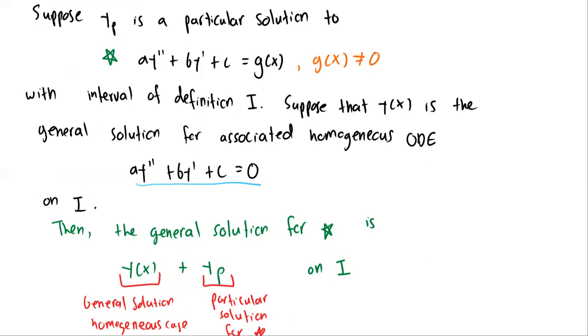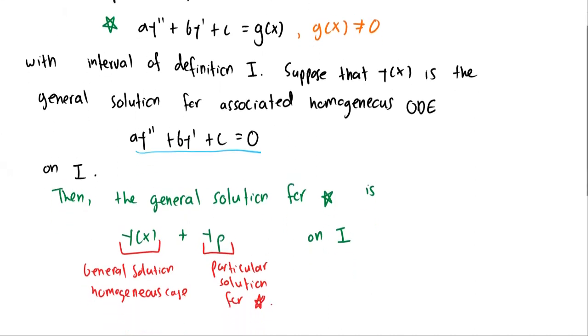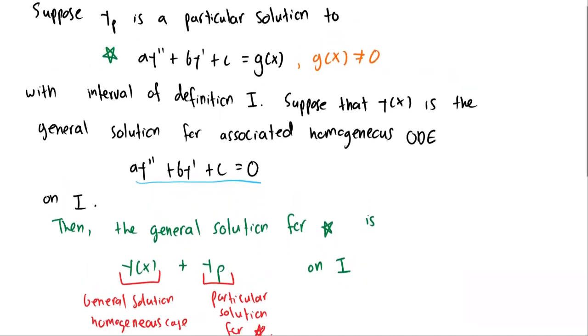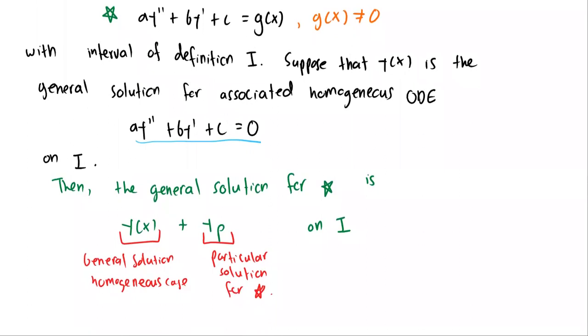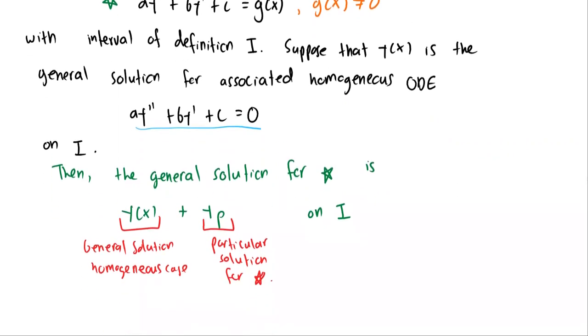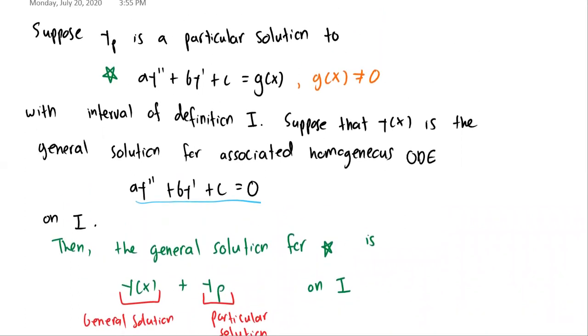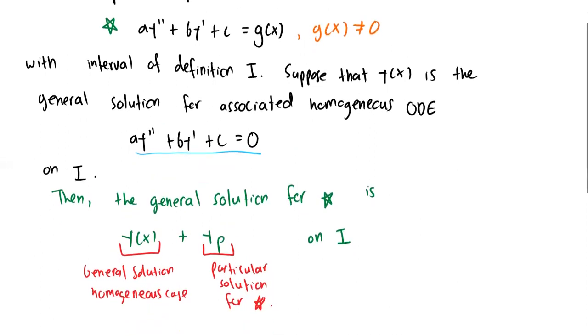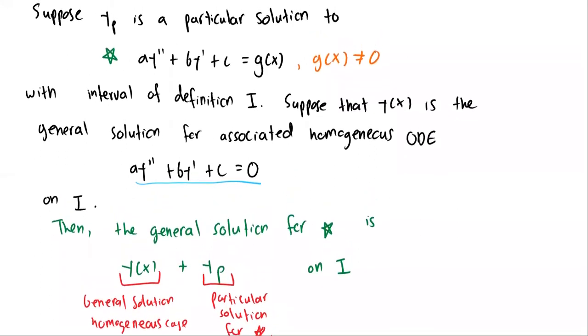Once you found that particular solution, and it has its interval of definition, the general solution for the non-homogeneous ODE is just going to be the sum of y of x, which is the general solution for the homogeneous case, and y sub p, which is the particular solution for the original ODE. Again, this is going to work on I, where I is the common interval of definition for the general one and the particular one. And that's the theorem. That's what we need to do.